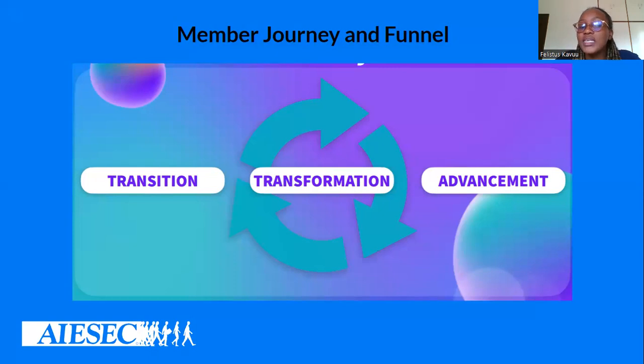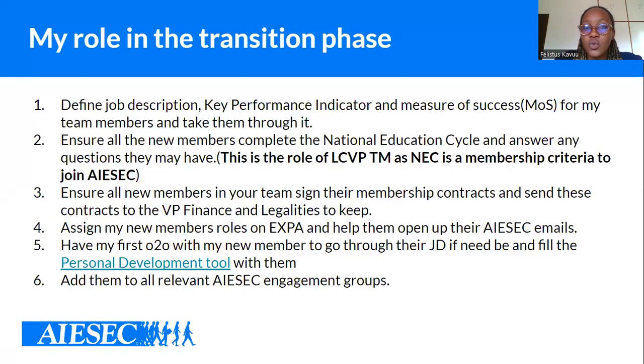So next, with the member journey and funnel, we went through the funnel, right? But the member journey is split into 3 key areas, still based on the funnel. The first is transition, the second is transformation, and the third is advancement. And we as team leaders have key roles to play at each stage of the member journey. So in the transition phase, which is for a member who is just new, what is our role in this phase?